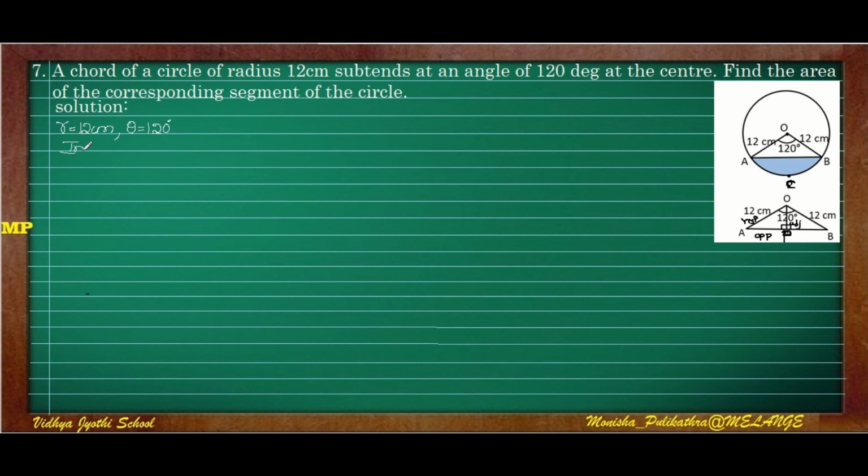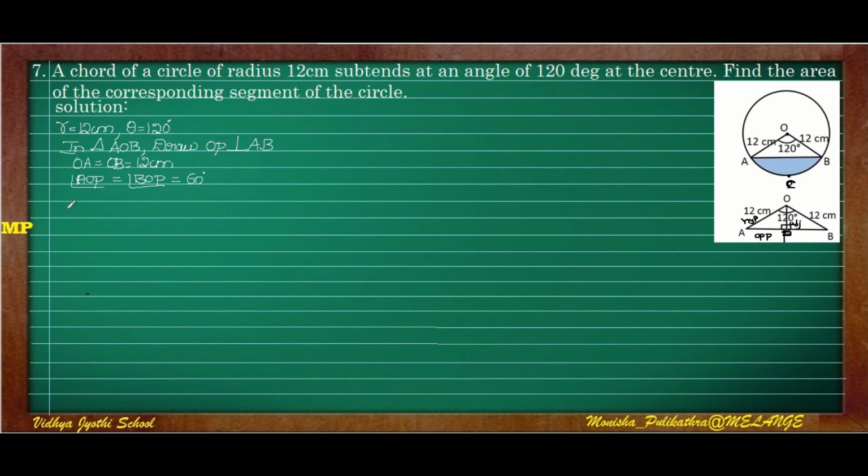That is, in triangle AOB, draw OP perpendicular to AB. So if OP is perpendicular to AB, the sides OA and OB will be equal, that is 12 centimeter. But the angle AOP and angle BOP will become 60 degrees since 120 degrees is divided equally by half.